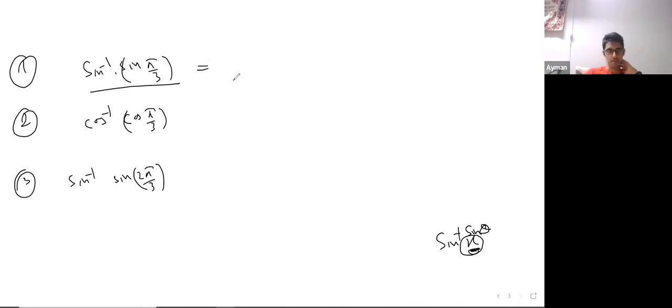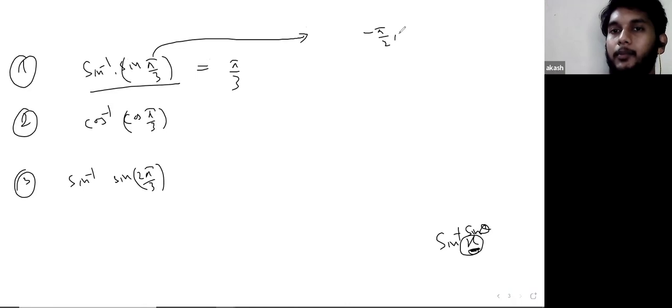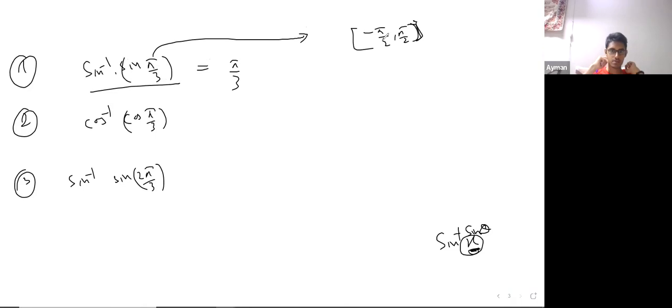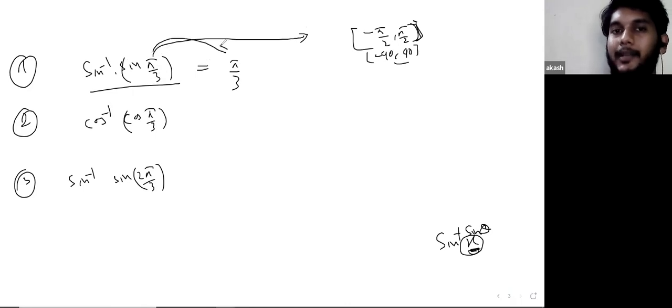Pi by 3. But first you have to check if this angle lies between minus pi by 2 and pi by 2. This is the necessary task. What is the value of pi by 3? 60 degrees. So 60 degrees lies between minus 90 and 90. Yes, so this is true, and we use that property directly.